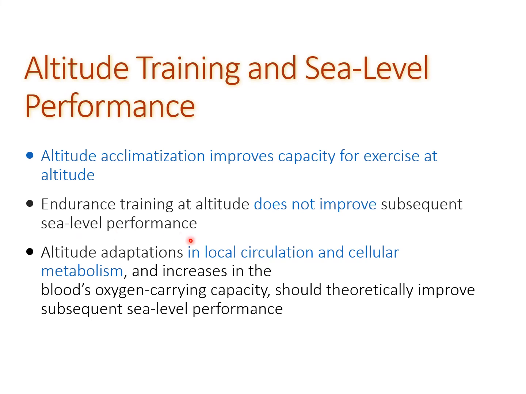Altitude adaptations in local circulation and cellular metabolism and increase in the blood's oxygen carrying capacity should theoretically improve sea level performance, but we're finding that it actually doesn't. So this goes back to that specificity principle. If you need to train at altitude, then train at altitude because that will help you improve at that stage. But if you need to be training at sea level, then go train at sea level for your sport or event.